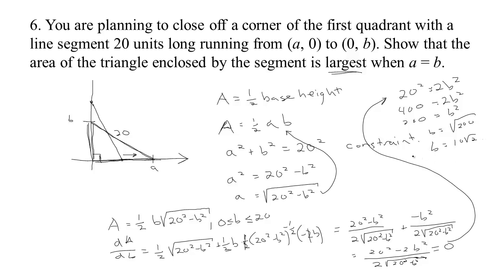Knowing that b is 10 root 2, we can substitute in to find a. So a would be the square root of 20 squared, which is 400, minus b squared. We know that b squared is 200. So a turns out to be the square root of 200, which is also 10 root 2. So we've shown that a equals b at our only critical point. Since the critical point has a non-zero area and the two endpoints both give 0 area, this must be where the max occurs, which is what we're supposed to show, that the maximum area occurred when a was equal to b.